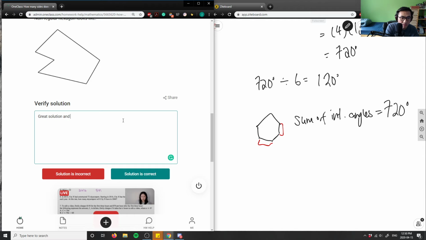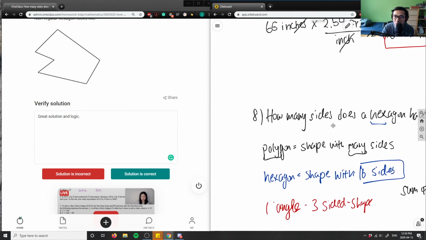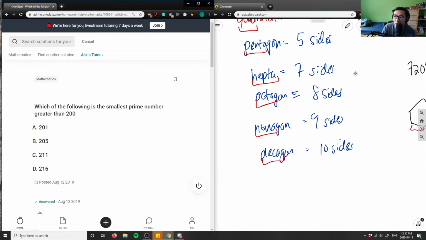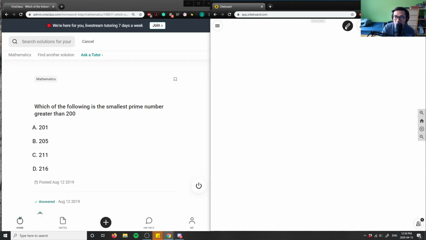This is a great solution and logic. So that was number 7, I think. Or this is number 8. Okay, number 8, and then number 9 here is this problem. Which of the following is the smallest prime number greater than 200?